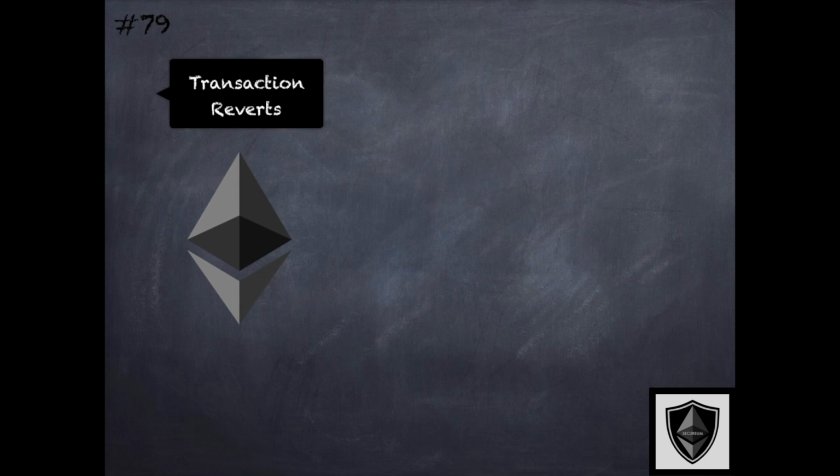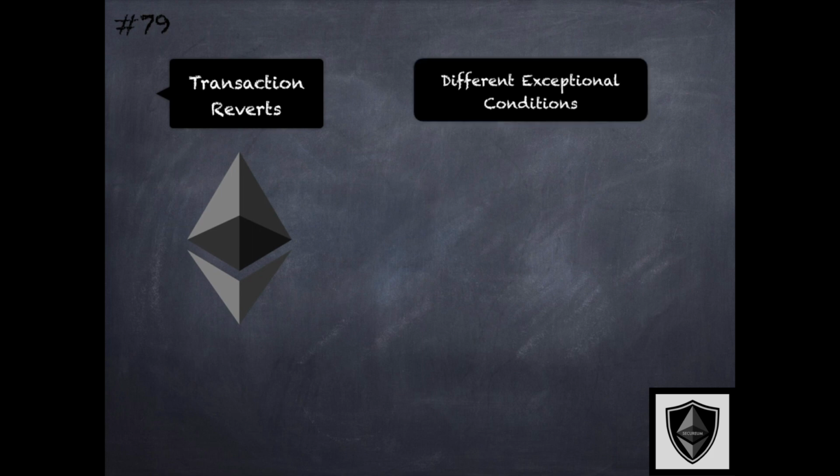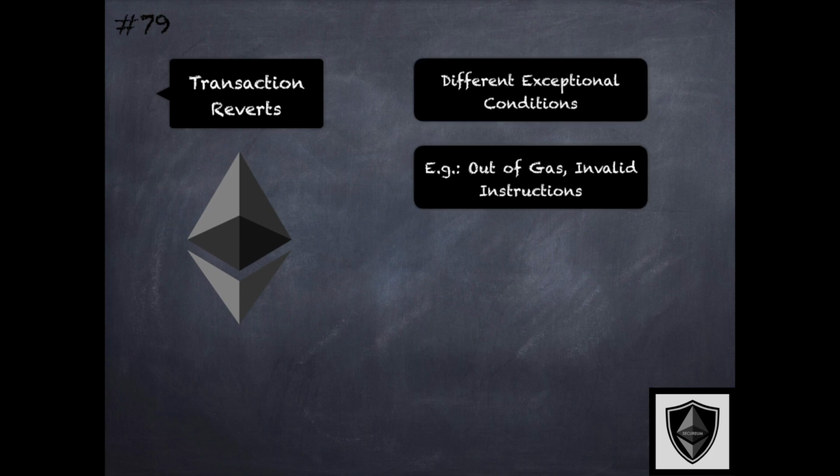Reverting of transactions. A transaction can revert for different exceptional conditions. The transaction could run out of gas depending on how much was supplied as part of it and what that transaction actually needs when it is executing. The transaction could also revert because of invalid instructions that are encountered as part of executing the smart contract.